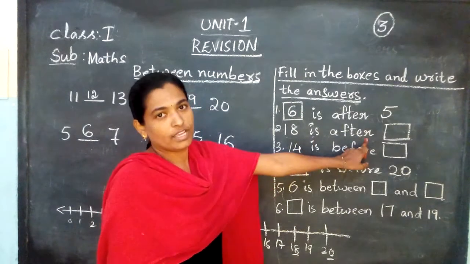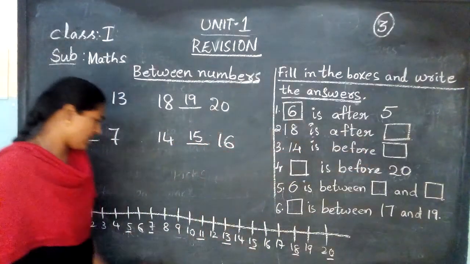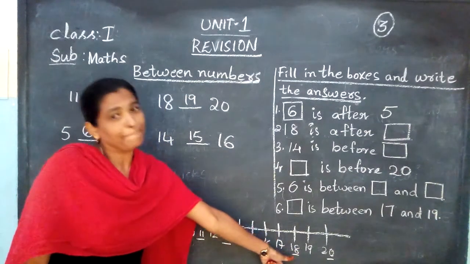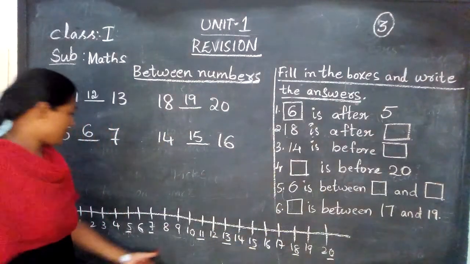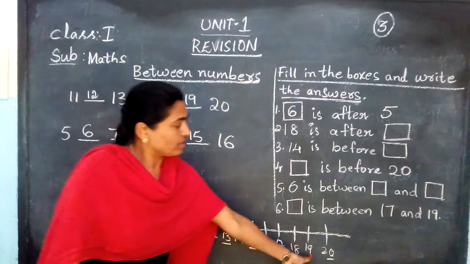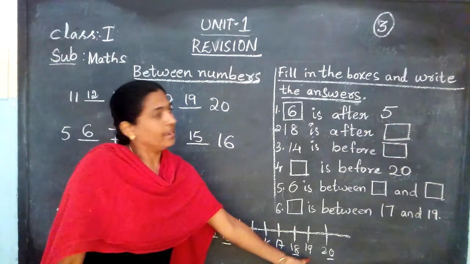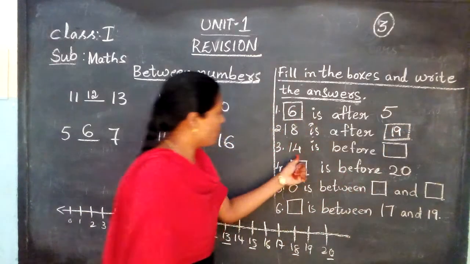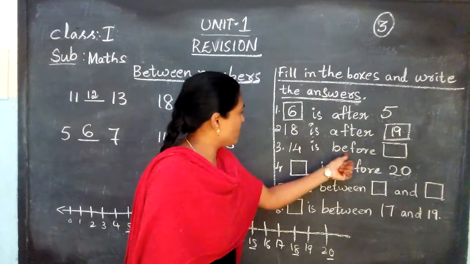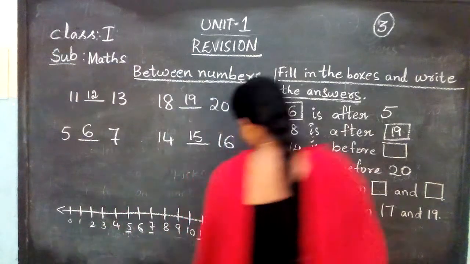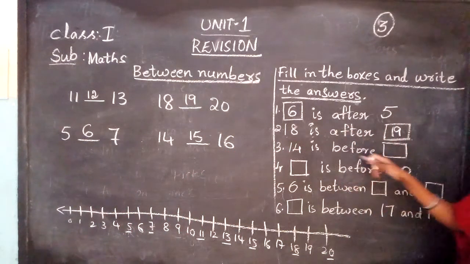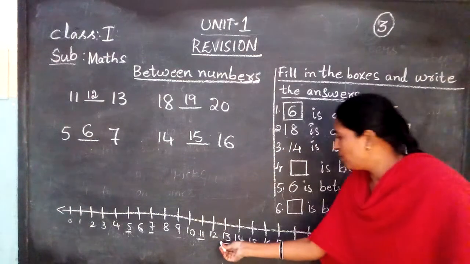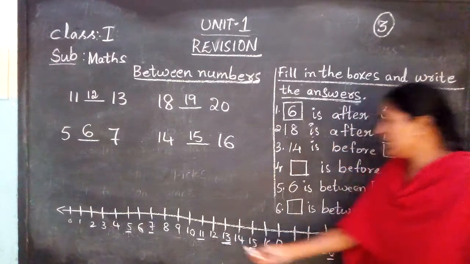Next, 18 is after. Look at the number line. 18 after. Look at the number line carefully. 18 after, what number is there? 19. Okay, good. Now 14 is before. Before 14, what number will come? 14 is before. 14 before, what number is there? Look at the number line. 14 before 13.